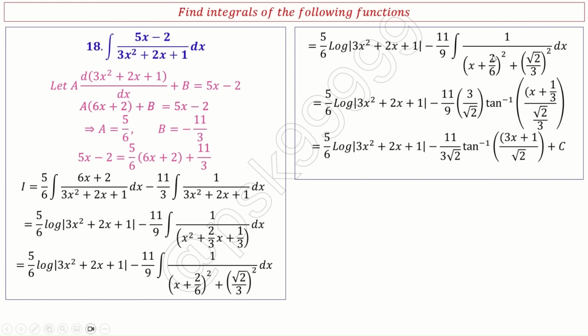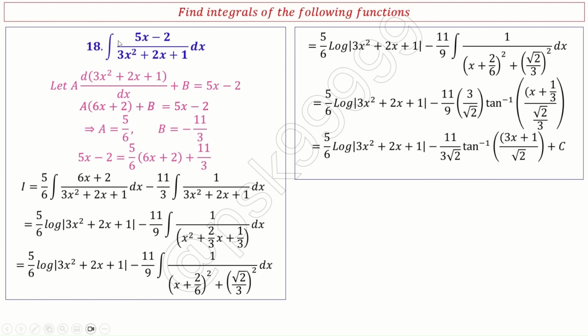Okay. So this is in the form of 1 by x square plus a square, which is 1 by a tan inverse of x by a. So I'm writing it as minus 11 by 3 by square root of 2 tan inverse of (x plus 1 by 3), since 2 by 6 is nothing but 1 by 3, right? x plus 1 by 3 divided by a, which is nothing but square root of 2 by 3. So if I simplify, this is what the answer is.